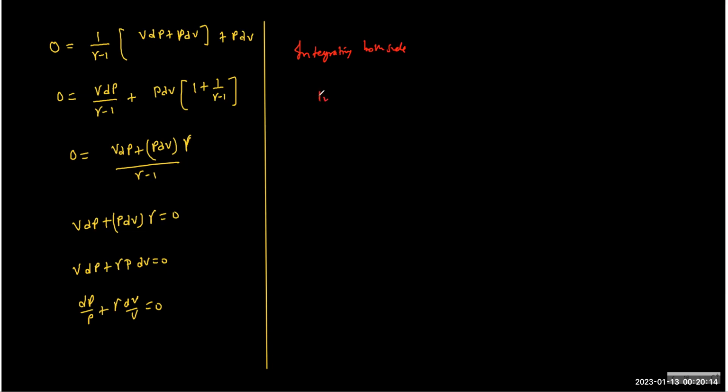It will become ln p plus gamma ln v equals constant, plus anything constant is constant. So you can say, let's call it ln c, and so we get ln PV power gamma equals ln c, and therefore now we have the relation. So here the guiding equation comes through the derivation, right?